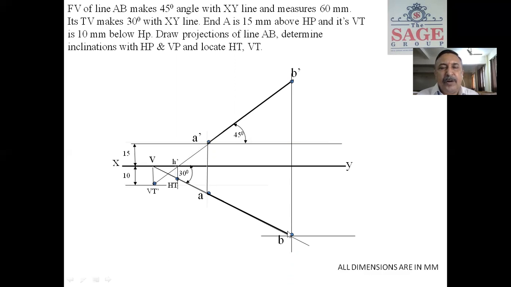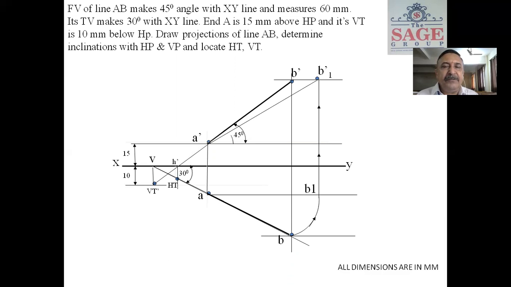Now this point is HT. First draw the locus, then rotate the top view. We get point B1, then project it on the locus of B dash. We get point B1 dash, and join B1 dash to A dash. This gives us angle theta and the true length. This is our true length.